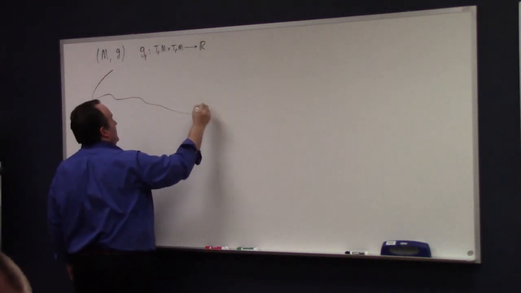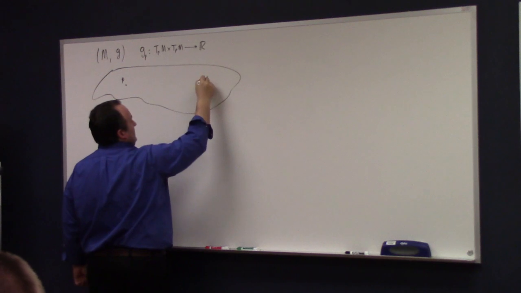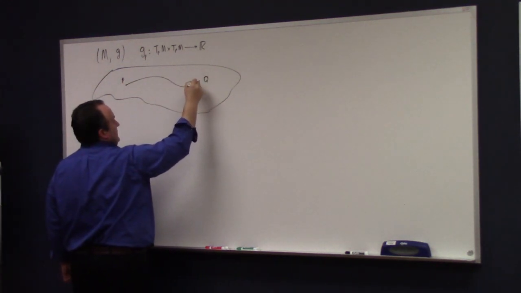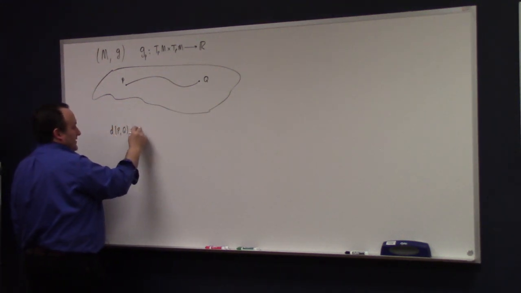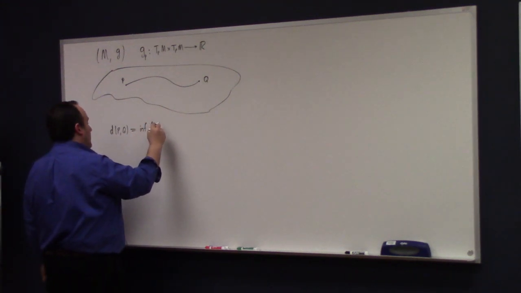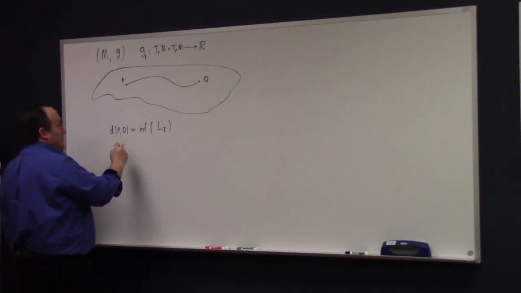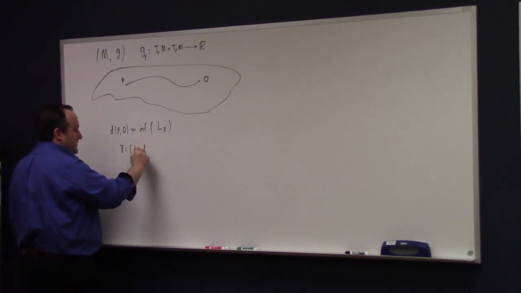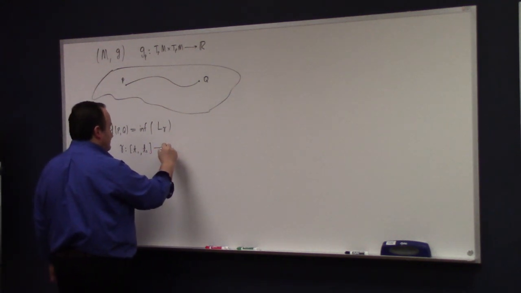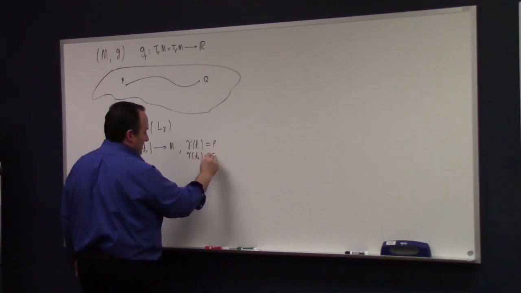Let's just recap. If this is your manifold, and I wanted to go from a point P to a point Q, I could calculate the distance from P to Q. It would be the infimum of the length of gamma, where gamma is a mapping from [T1, T2] to M, and gamma of T1 is P and gamma of T2 is Q.